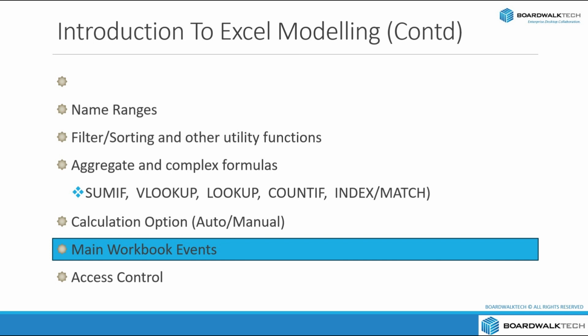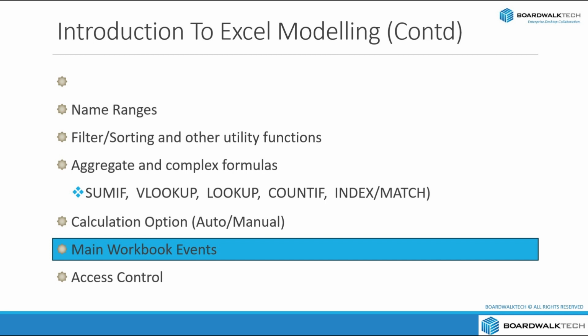In Excel, workbook events are triggers or actions that are automatically executed in response to certain occurrences within the workbook. These events allow you to automate processes and perform specific actions based on user interactions or changes in the workbook. Examples of such events include the Workbook Open event, which is triggered when the workbook is opened. Useful for initializing settings, loading data, or displaying a custom welcome message.